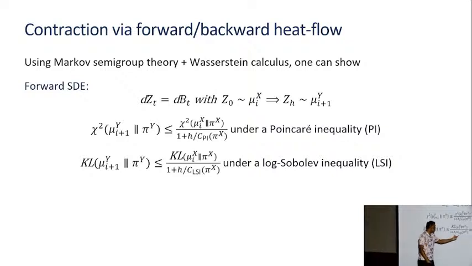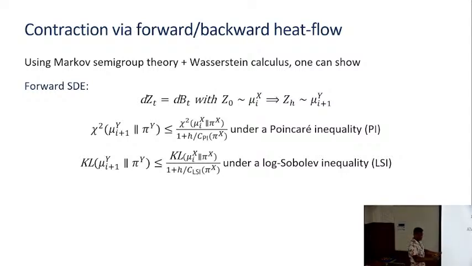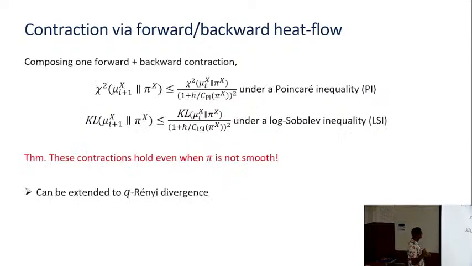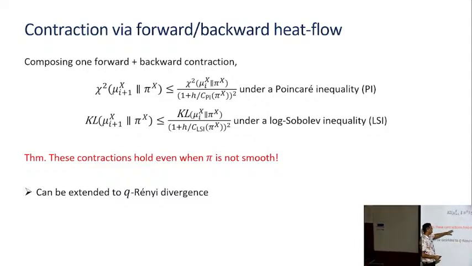If you have LSI, it grows smaller in KL or Renyi divergence more generally. This is the forward step, right, where you're just adding Gaussian. That's believable, okay? But it turns out the same thing also holds in the backward step. It would have been enough to show it doesn't get worse, but in fact it also contracts a little bit because it's the exact reversal of a Gaussian. So what this showed is that these contractions in the distances hold even when pi is not smooth.